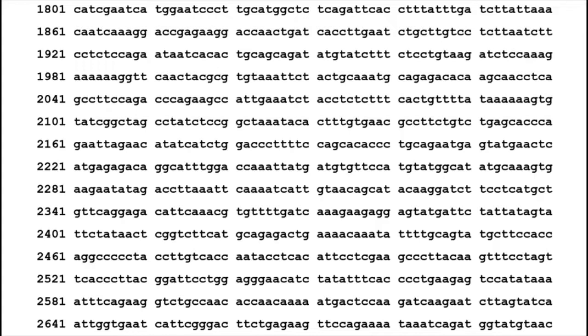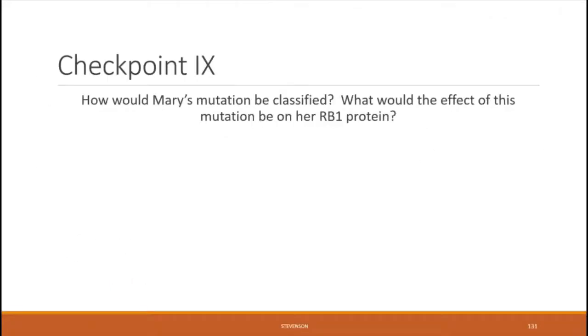I have shown you here only a segment of those 5,000 letters, and as you can see, we make it up to about letter 2600, meaning that we're approximately halfway through the protein when Mary's mutation arises. I'll go back and forth between the last slide and this one again. You can see that normally there's a G there, but when Mary's cancerous cells were sequenced, they found that that G was no longer there. So in this checkpoint here, I want you to tell me, how would her mutation be classified? What type of mutation is it? And what would be the effect of this mutation on the RB1 protein that her cells are making?